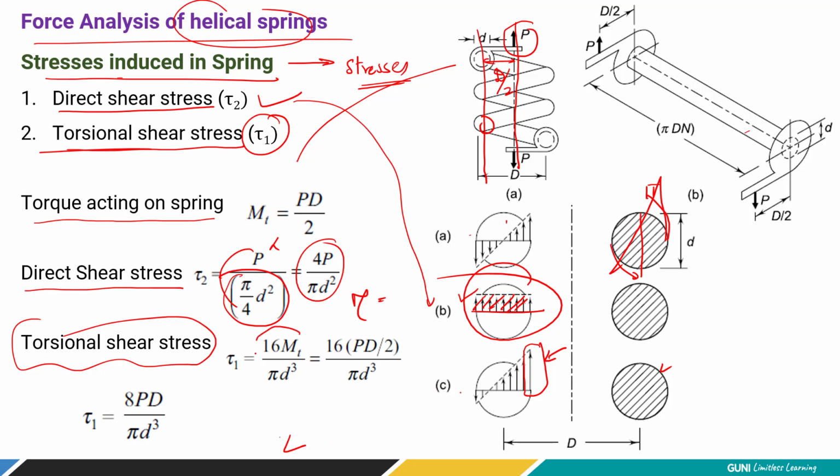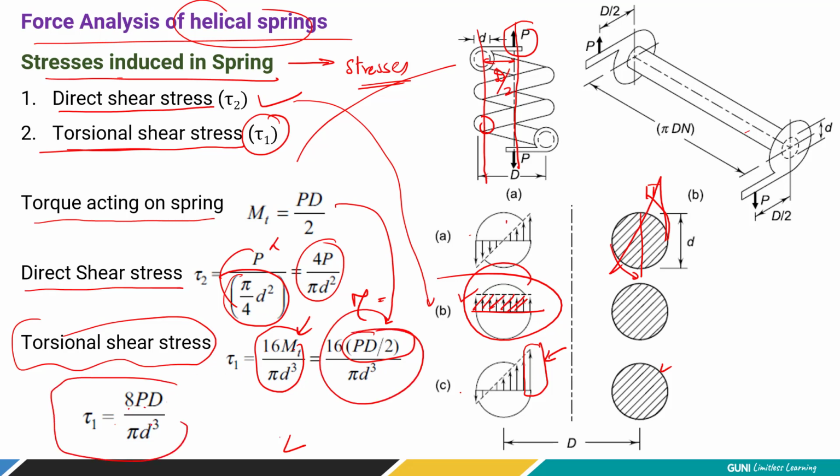So here it is torque T over pi by 16 d cubed. But the torque value comes in this manner. From this equation, we can replace it. Because of this, we are rearranging the torsional stress in this manner: tau 1 is equal to 8 P D over pi d cubed. Very simple, by replacing the torque value that is given by the external force on the mean diameter.